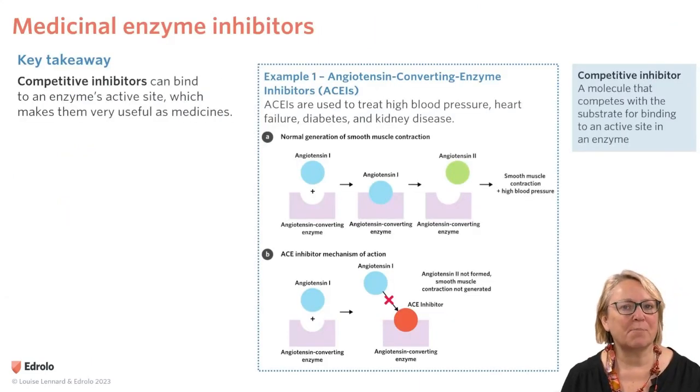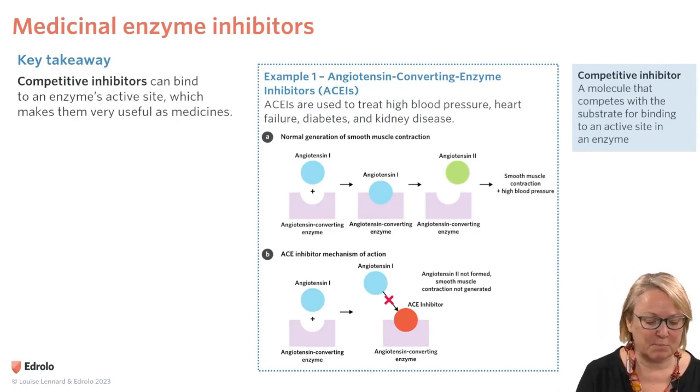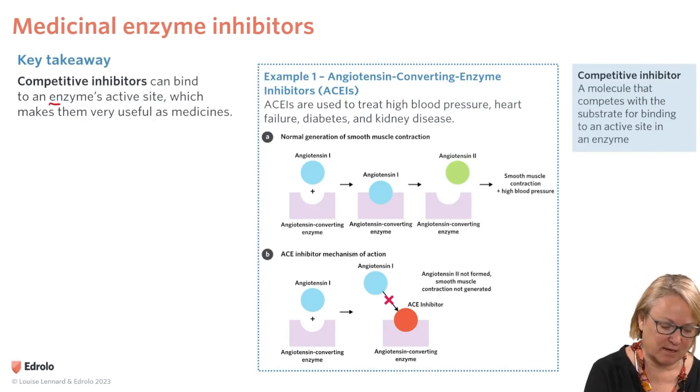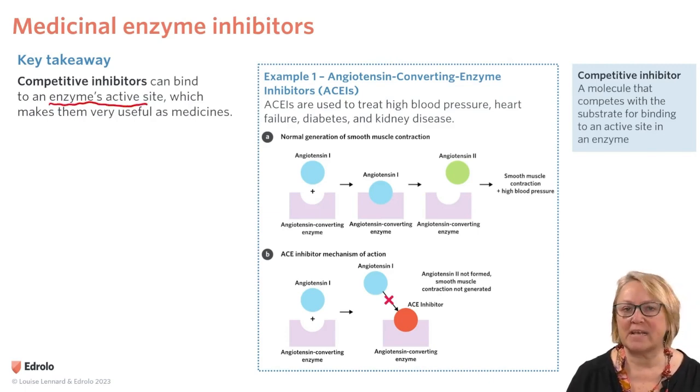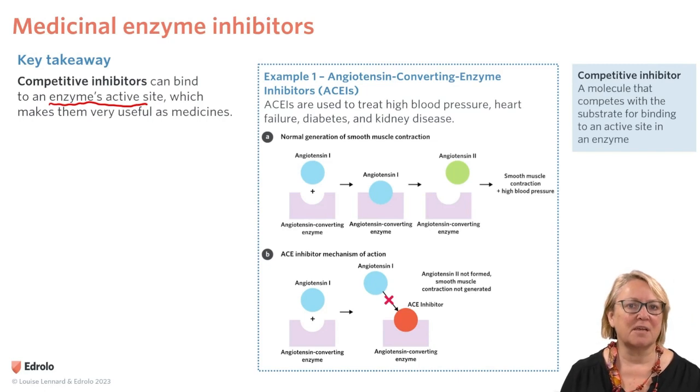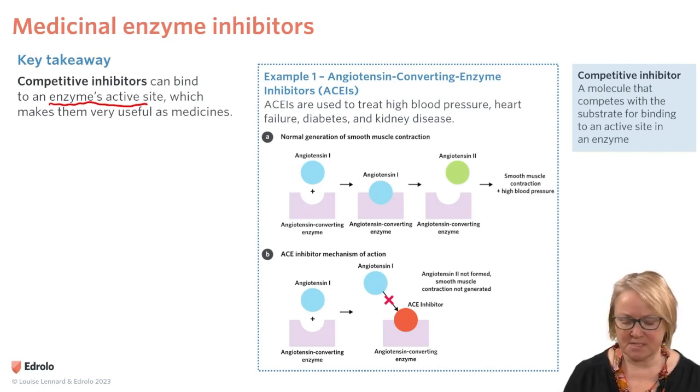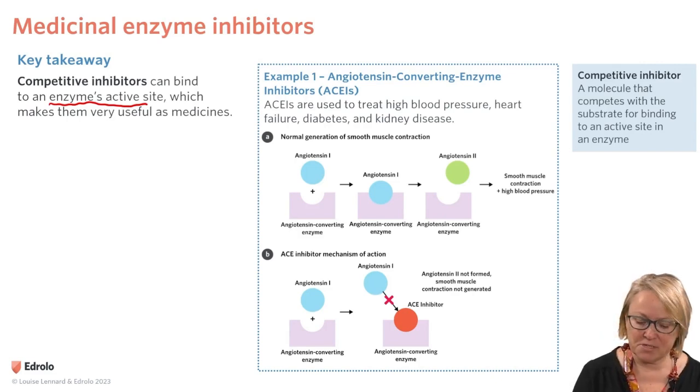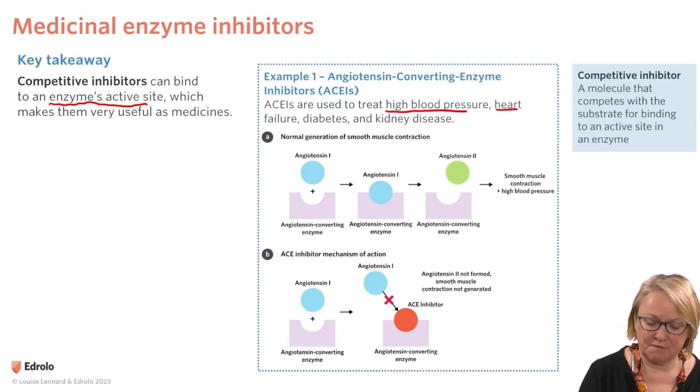Okay, now we're going to talk about medicinal enzyme inhibitors. So a competitive inhibitor can bind to an enzyme's active site, which makes them very useful as medicines because they can stop an enzyme from working inside the human body. For example, angiotensin-converting enzyme inhibitors, or ACEIs, are used to treat high blood pressure, heart failure, diabetes, and kidney disease.